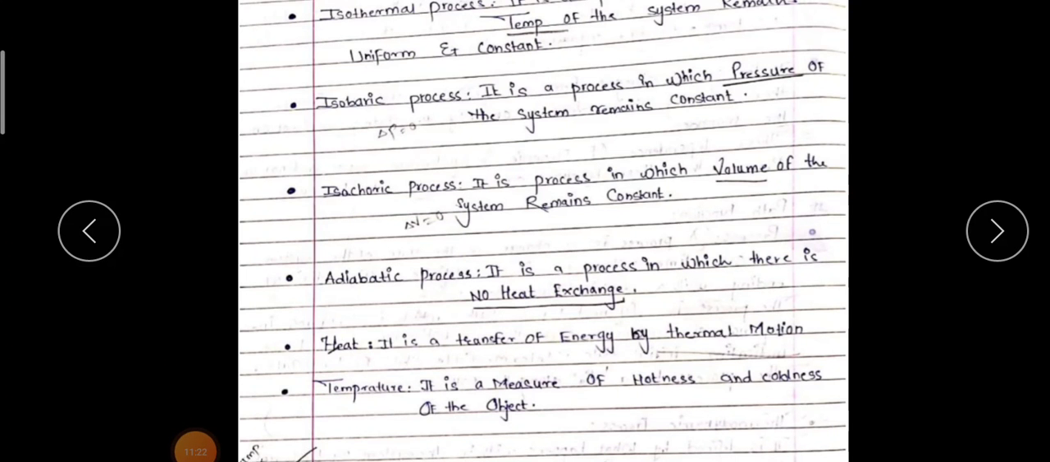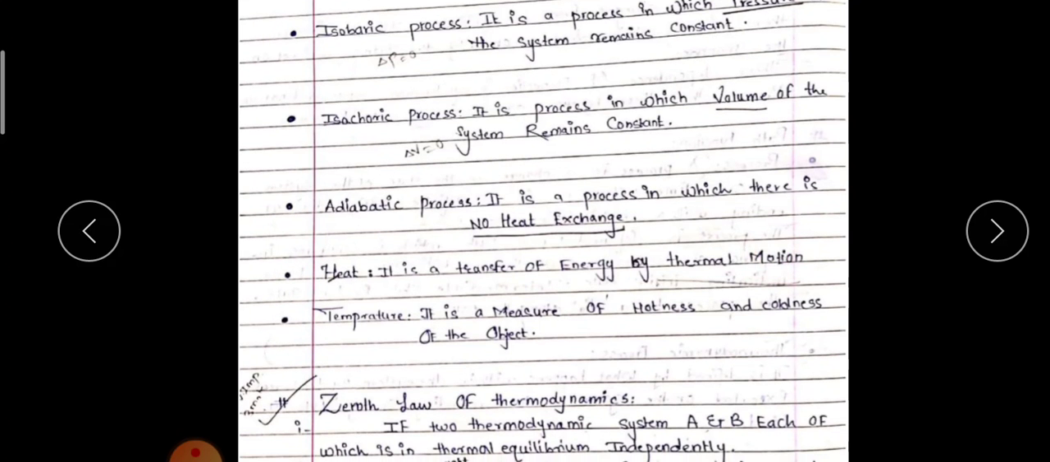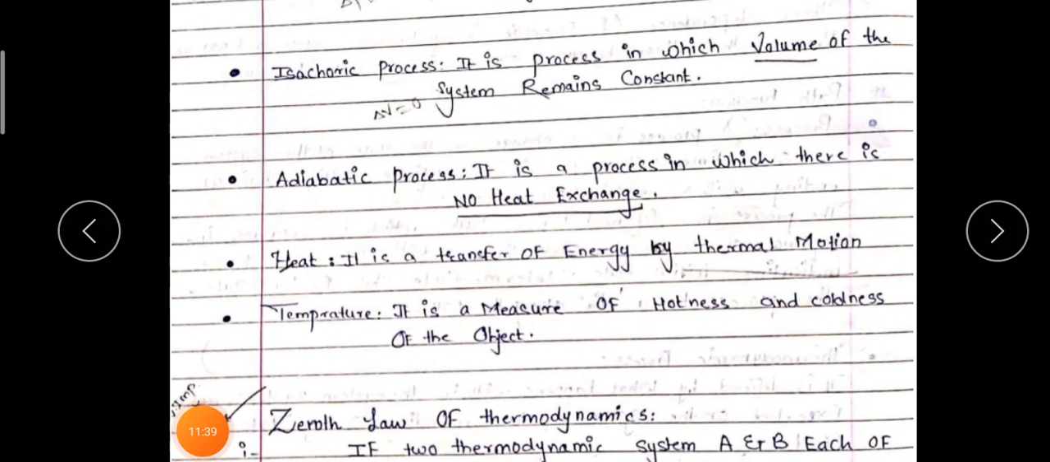Heat dot dot is a transfer of energy by thermal motion, or say heat is a transfer of energy by dot dot motion. Thermal motion, translational motion, rotational motion, vibrational motion, like this options will be there. Then next MCQ, temperature: dot dot is a measure of hotness and coldness of the object, or temperature is a measure of dot dot dot dot of the object. Okay, likewise the MCQs will be there based on this particular first part.